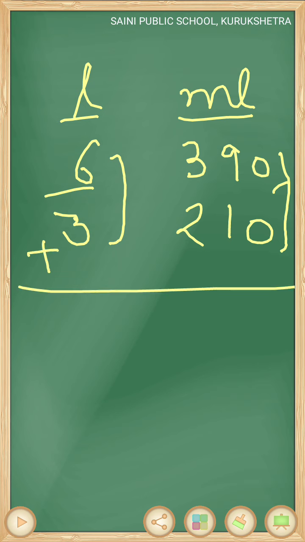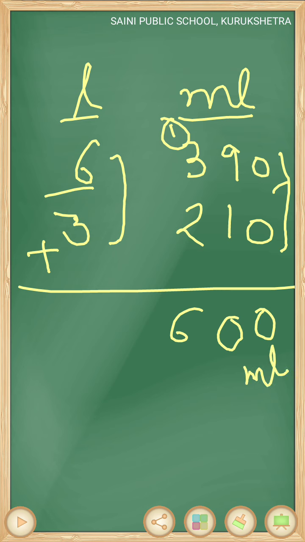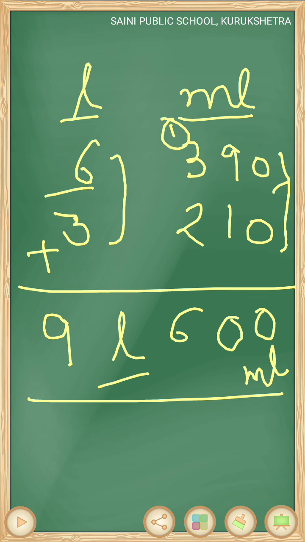Now start doing addition. We always do addition from the right side. So 0 plus 0, 0. 9 plus 1, 10. So here 0 and 1 carry. 3 plus 2, 5, 5 plus 1, 6. Now the milliliter place is complete. Now move to the liter place. 6 plus 3, 9. So here 9 liter 600 milliliter. So our addition is complete. After addition, write the units.